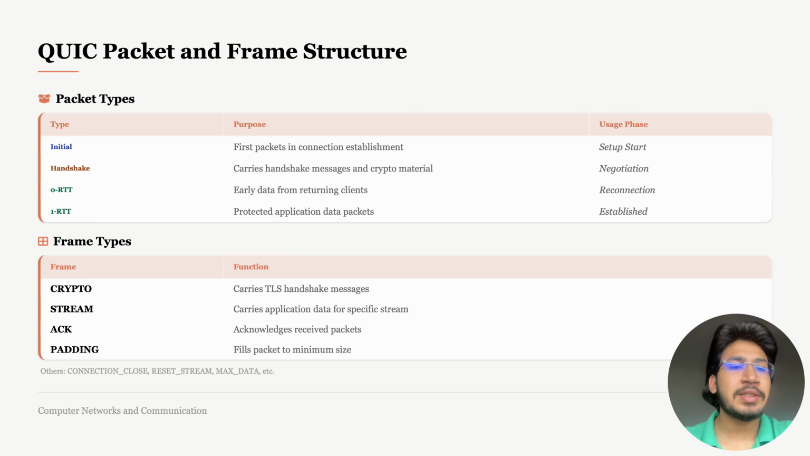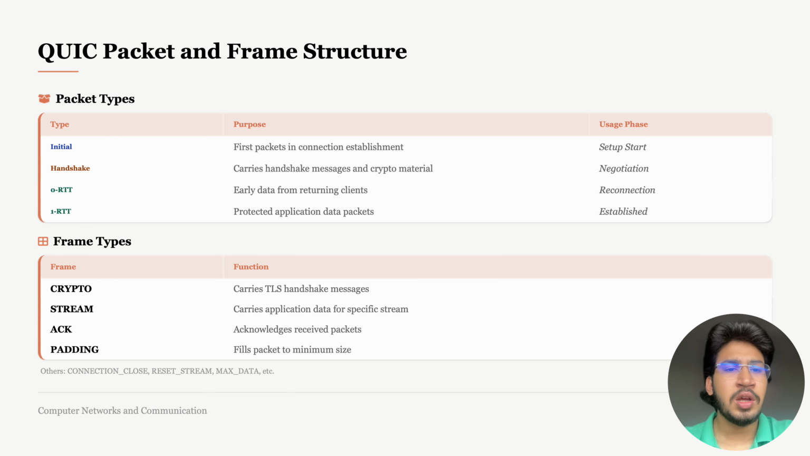The next slide is about the QUIC packet and frame structure: how QUIC is packed and how its frames are structured. QUIC communication is organized using packets and frames. Let's discuss the packet types. The packet is like the outer container, and the frame is a container inside. Some packet types are Initial, Handshake, 0-RTT, and 1-RTT. In 0-RTT, there will be early data from returning clients, and there will be a reconnection.